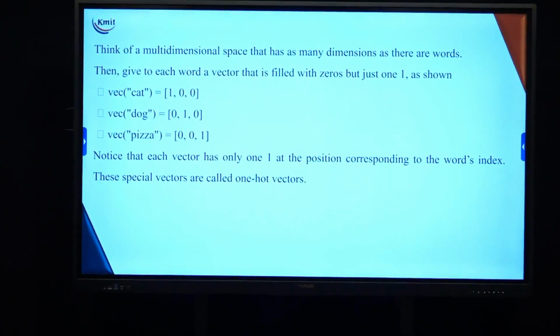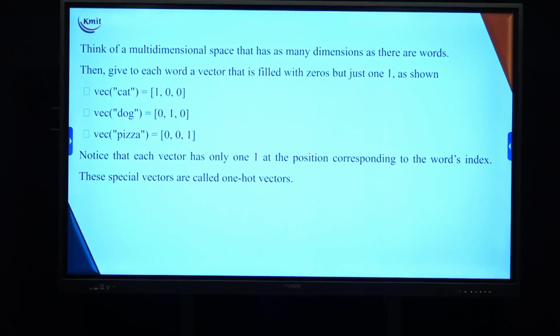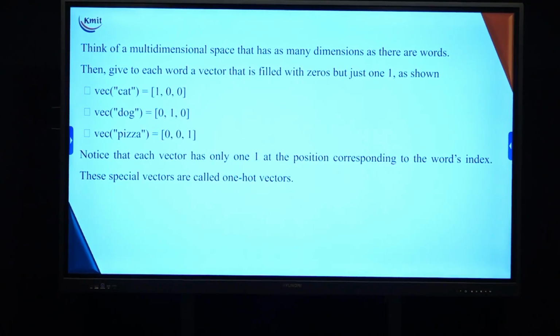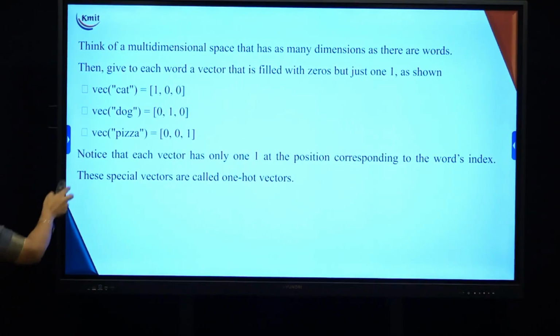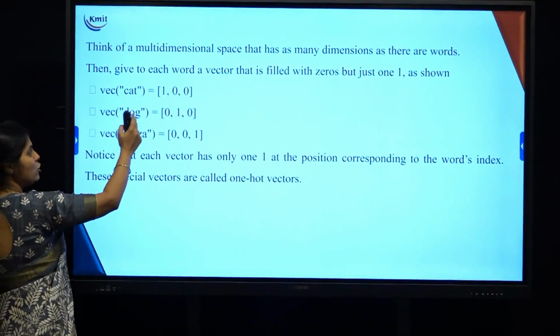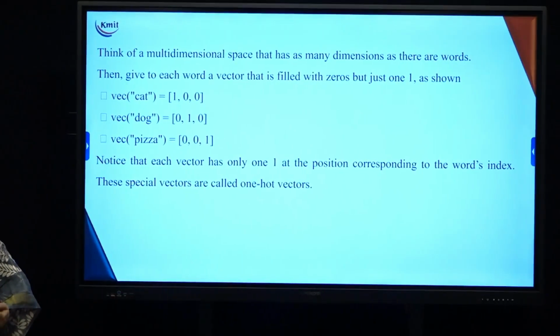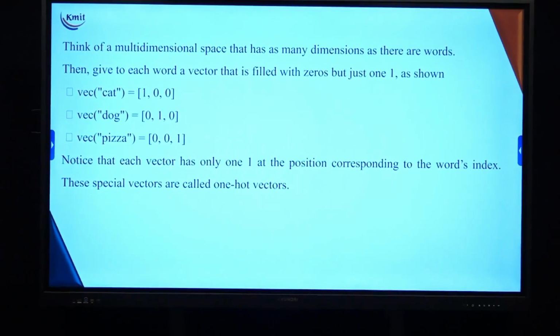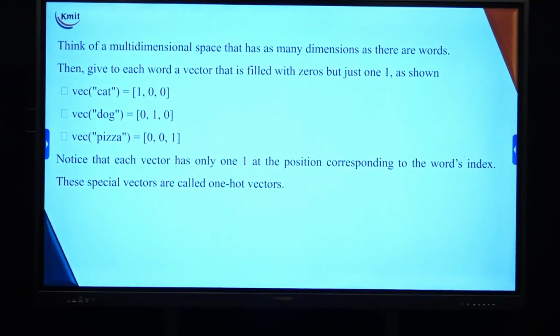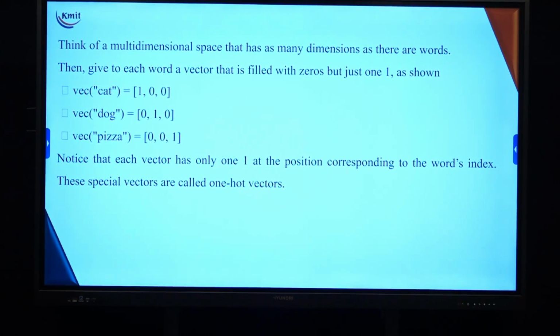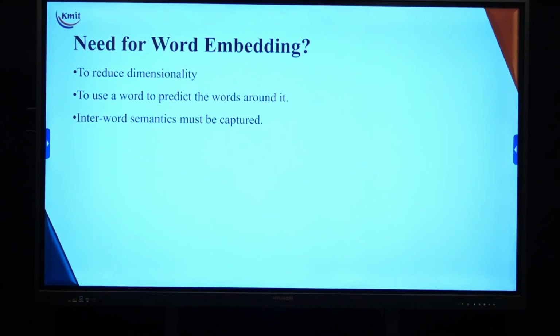Now when you think of a multi-dimensional space, it has as many dimensions as there are words. Here, for cat in the first position I put 1, for dog in the second position I put 1, for pizza in the third position I put 1. As you can notice, each vector has only a 1 at the position of the corresponding word index. These special vectors are called one hot vectors. So vocabulary is something you have to understand, and one hot vectors is another concept you have to understand. Now, what is the need for word embeddings?